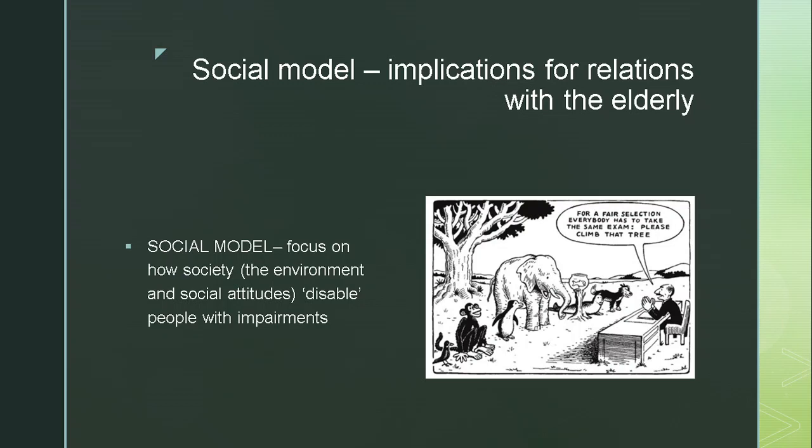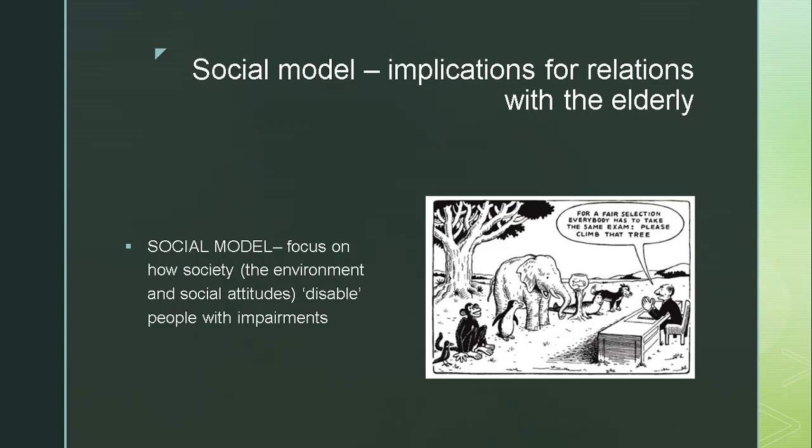I'm sure we've seen this picture before, but let's look at this picture on the right as a starting point. For a fair selection, everybody has to take the same exam. Please climb that tree. And obviously we can see we've got various different animals, and some are going to be able to climb that tree easily, some aren't going to be able to climb it at all. We've got various differences there, like the fish in a fishbowl, which is not going to be able to do that.